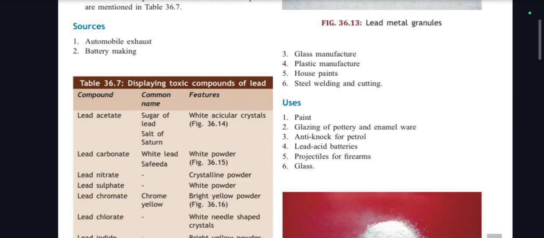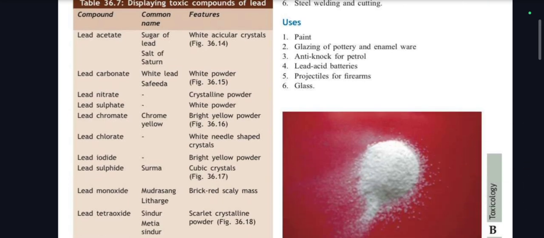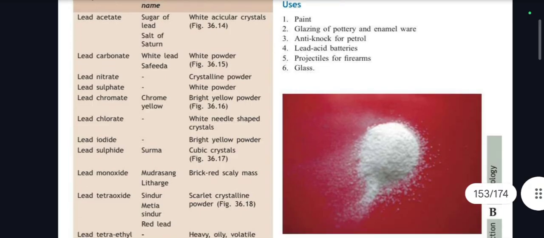Talking about lead acetate, the common name is sugar of lead or salt of Saturn. Its features are white acicular crystals. What about lead carbonate? White lead, that is safida, a white powder. Lead nitrate is a crystalline powder. Lead sulfate is a white powder. Lead chromate is chrome yellow, a bright yellow powder. Lead chlorate has white needle shaped crystals. Then iodide is a bright yellow powder.